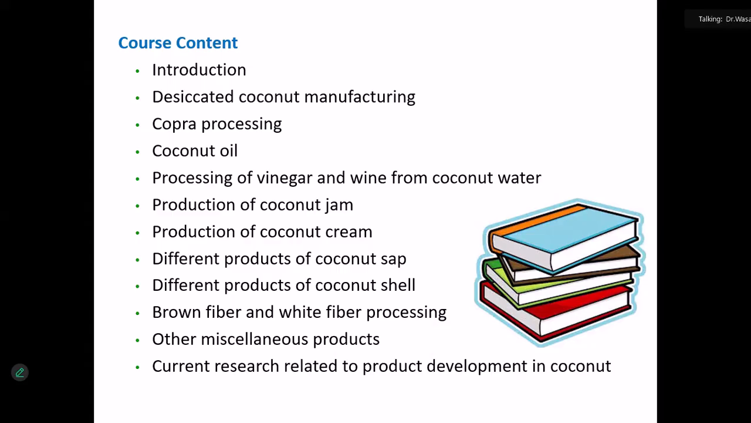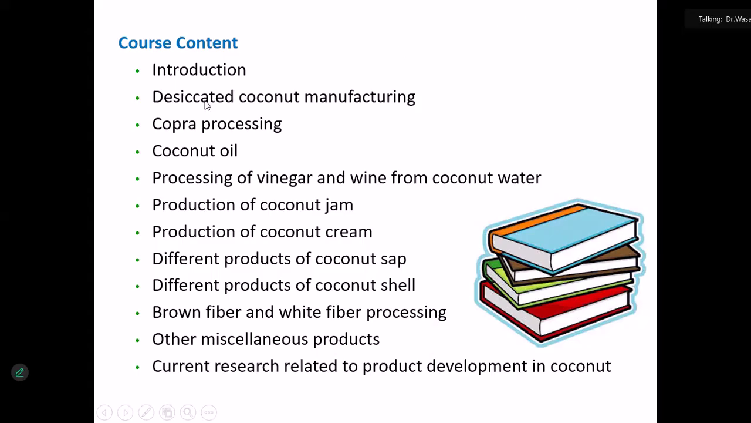Under different products, we are going to discuss your course content. First, I am going to introduce the background of this subject. Second, different coconut products.